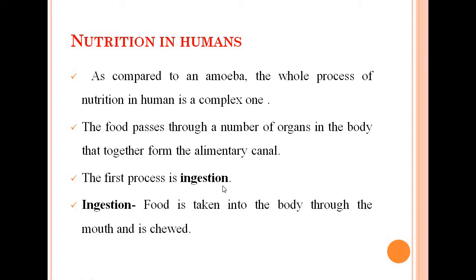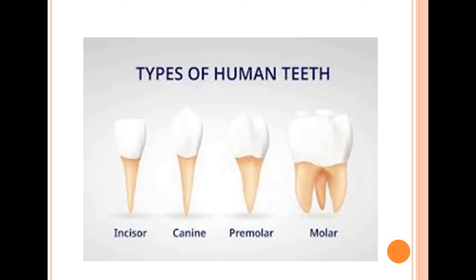The first process is ingestion. And what is ingestion? As we have discussed earlier, ingestion is the process of intaking the food, or the food is taken into the body through the mouth and is chewed. Since we are discussing the nutrition in humans, the mouth is the organ through which we take the food in. We have different types of teeth which help us in breaking down food into smaller pieces. So we will study about the types of human teeth.